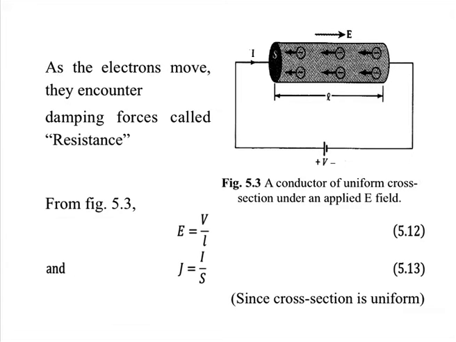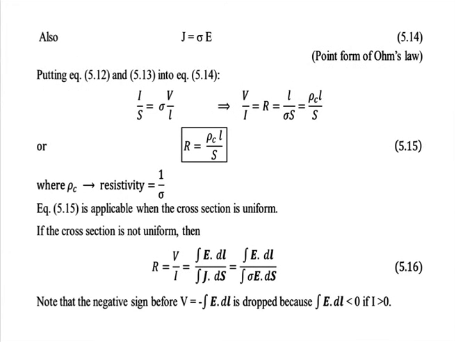Now, from the figure we can see E is equal to V by L and current density J is equal to I by S. Also, from point form of Ohm's law, we have J is equal to conductivity into E. Therefore, from these equations we get I by S is equal to conductivity into V by L, and solving that we finally get R is equal to rho L by S, where rho is nothing but the resistivity, which is equal to 1 upon conductivity. The equation 5.15 is applicable when the cross section of the conductor is uniform.